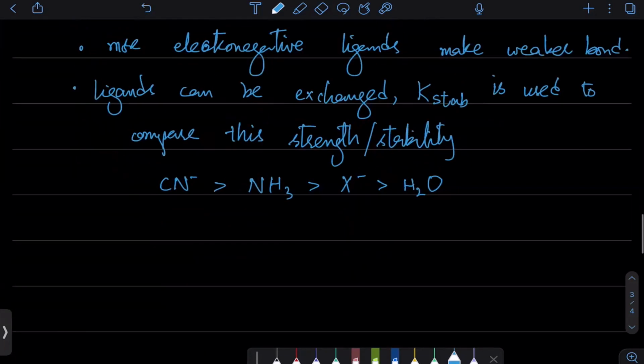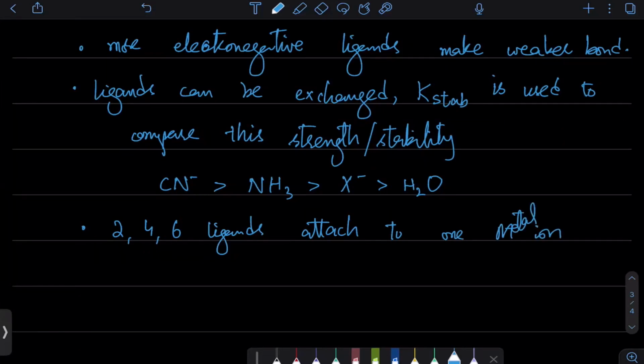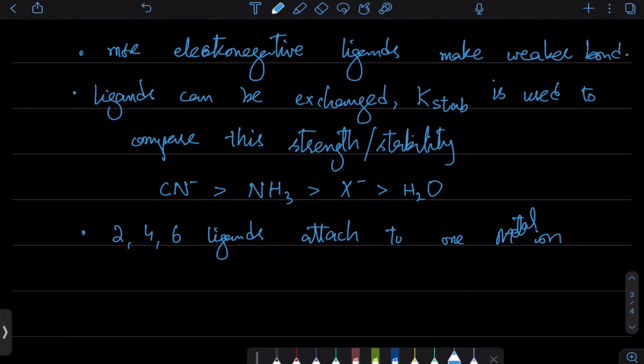Now, you can have 2, 4, even 6 ligands attach to one metal ion. And based on that, the geometry of the complex ion that you get is going to change. Is this an acid-base reaction? Any reaction in which a dative bond is made is an acid-base reaction. So it is an acid-base reaction. Will there be an equilibrium? Of course, there'll be an equilibrium, just like other acid-base reactions have equilibrium.